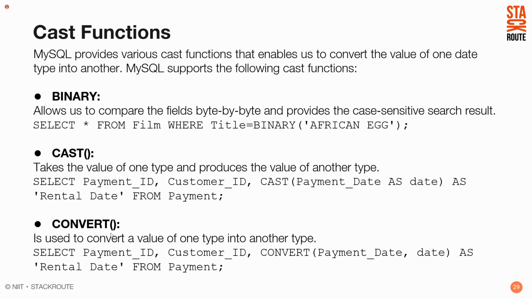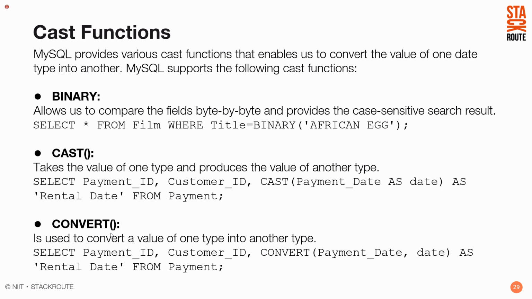Taking the value of one type and producing another type is your cast method. Select payment ID, customer ID, cast payment date as date, and it will display your output. Cast and convert are conversion functions from one type to another type. If it is the same type, you can use cast. From one data type to another data type, it is convert. So I am converting all the payment type to date type.